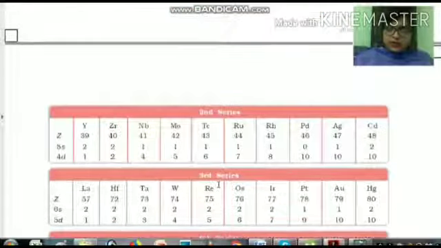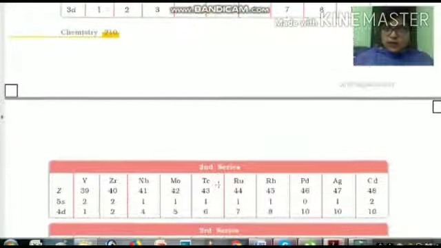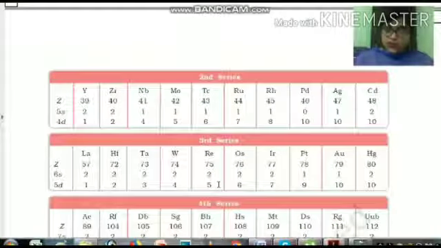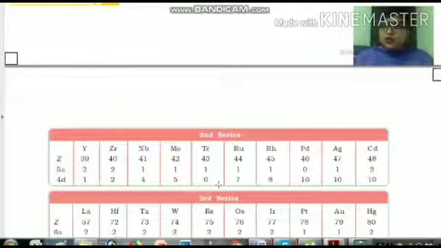And here you have to do the electronic configuration of all these elements. Basically, you have to practice more for chromium and copper because they have exceptional electronic configurations. Rather than that, practice the 2D series as well as the 3D series. I think this much is sufficient. So what we have learned today: we have seen the definition of transition elements and why zinc, cadmium and mercury are not considered as transition metals.